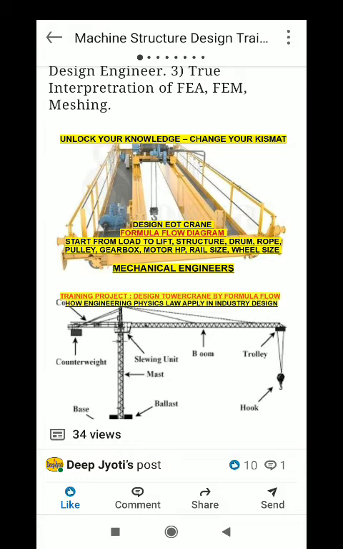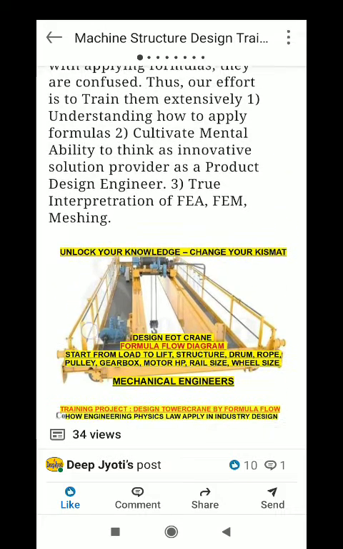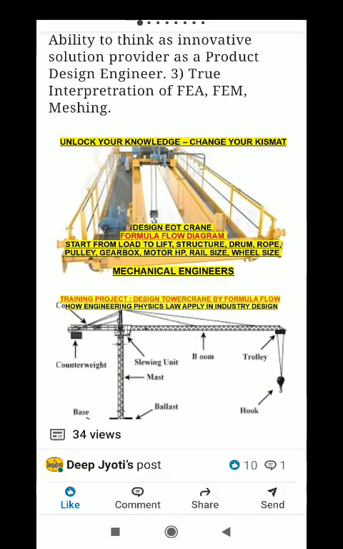We say design this COT crane. Now you know the fundamentals. This crane has a traveling load. It is not a static load, it is a traveling load. Here, right from structure design to pulley and rope, gearbox, rail, wheels on rail, and what will be the MOC, material of construction, because without proper knowledge of MOC, material of construction, you cannot be a good designer.